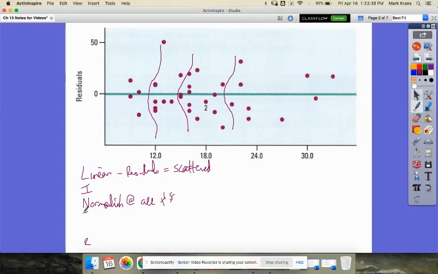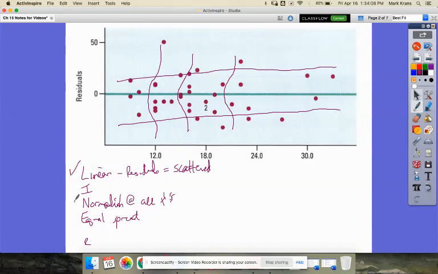And then equal spread, right? It's basically one standard deviation above and below, equal spread the whole way, right? Sometimes there's a little bit, but 68% is within that little range, equal spread the whole way. So out of our LINER acronym, a residual plot reveals that it's linear because it's scattered, and normal-ish because it's nicely equally spread out around at all of the x's, okay?